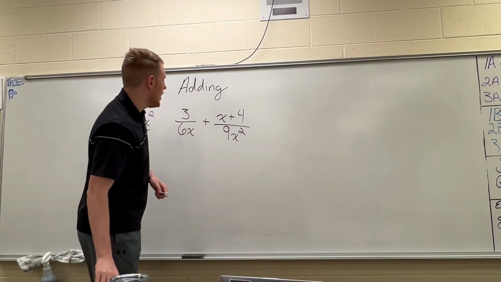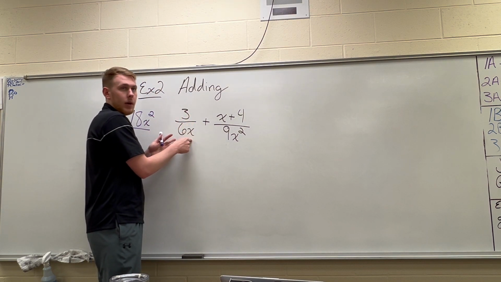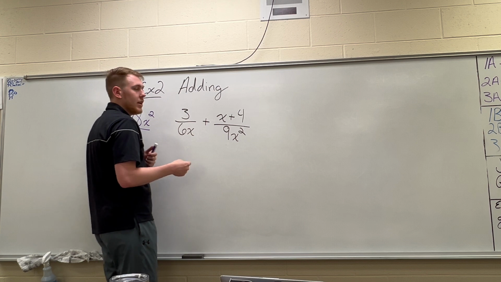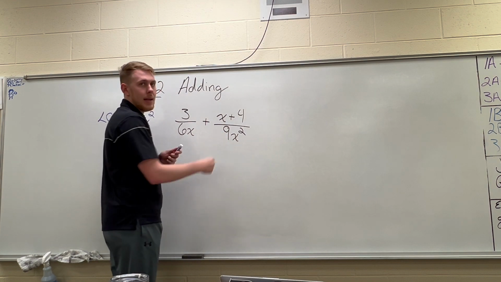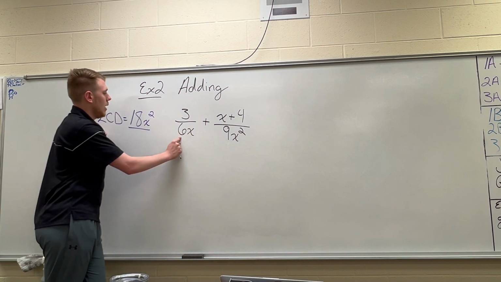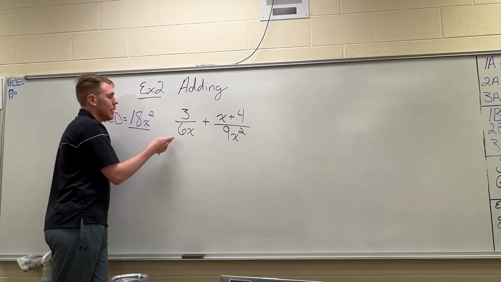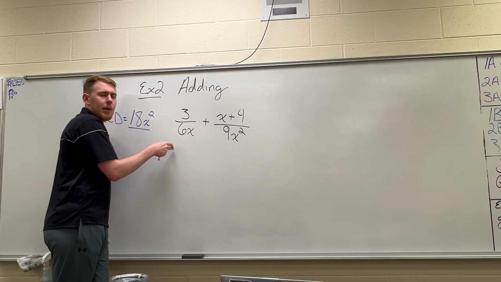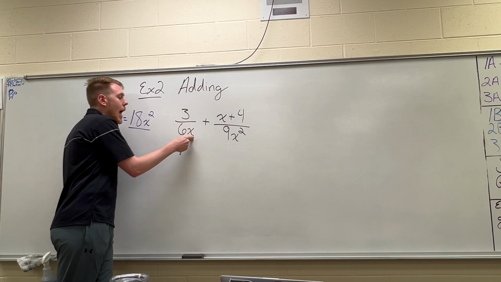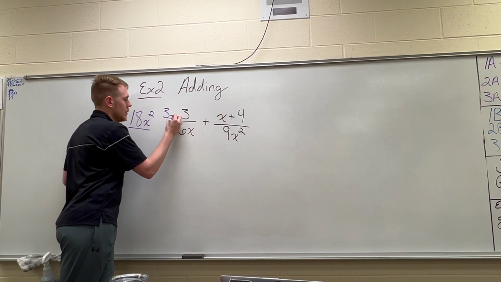So my question becomes, what do I have to multiply this by to get to 18x squared? And what do I need to multiply this one by to get to 18x squared? Well, let's find out. What does it take to get from 6 to 18? It takes 3. Not only do I need to multiply by 3, I need to multiply by 3x because I need this to get to x squared.